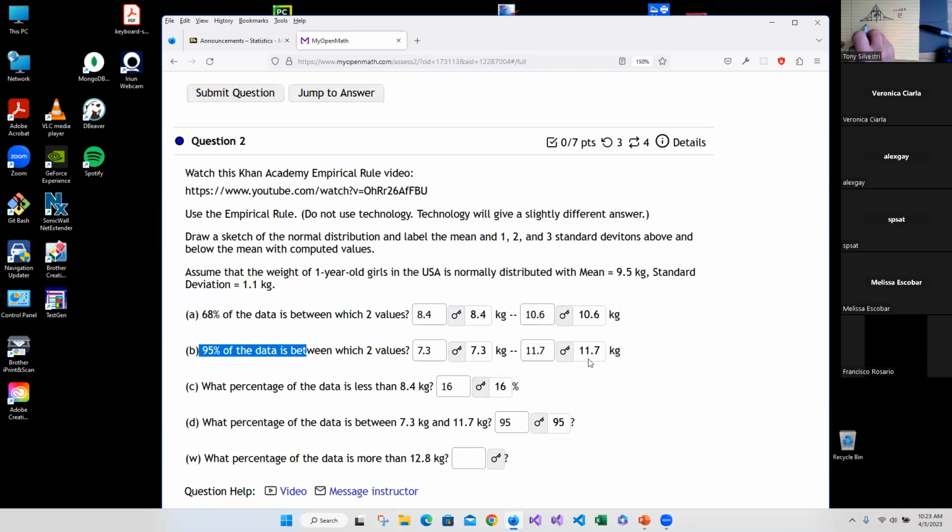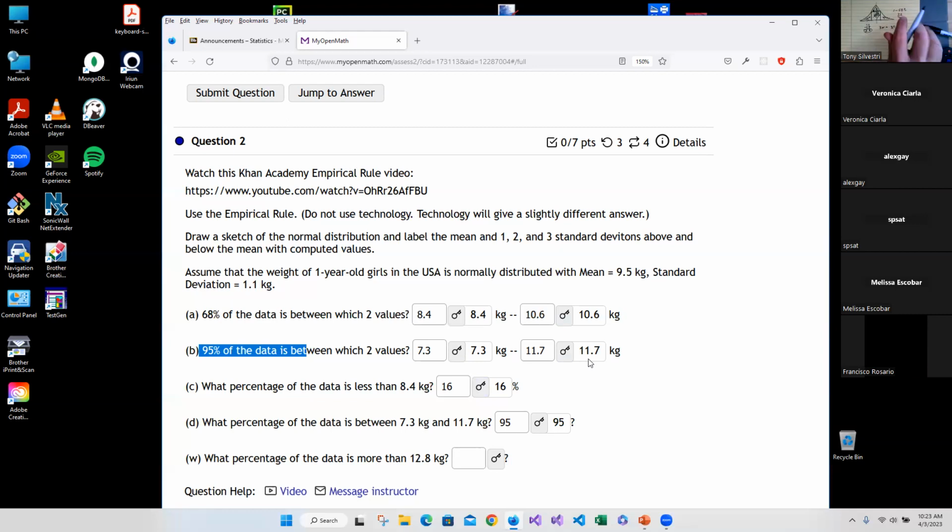Let's see. 12.8 minus 9.5 is 3.3. 3.3 is 3 standard deviations, 3 sigmas. 3 times 1.1. 3 standard deviations. So they purposely picked 12.8 so that when you do this out, and this is not a good curve, okay, you have 3 standard deviations here, 3 standard deviations here. And we know within those standard deviations, 99.7% of the data is going to be within that range.